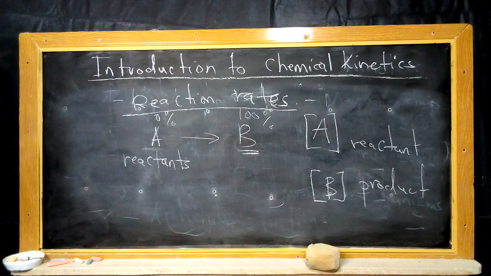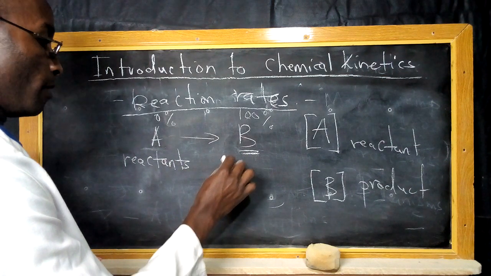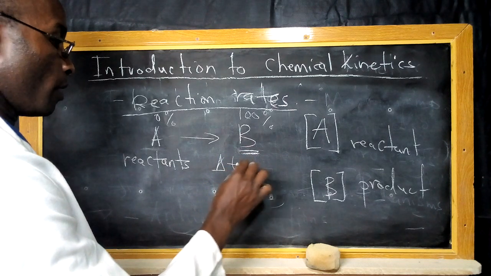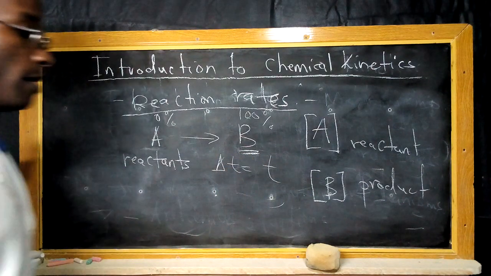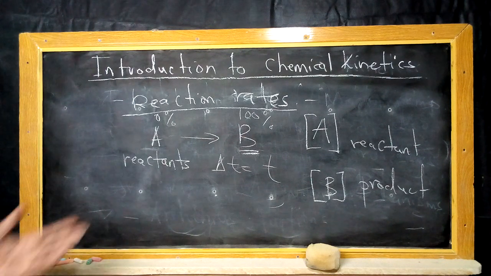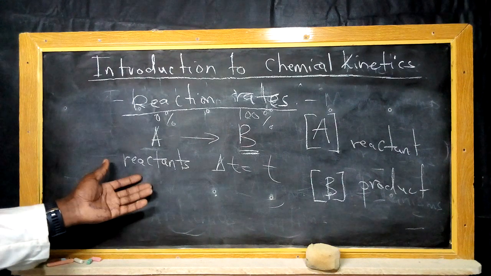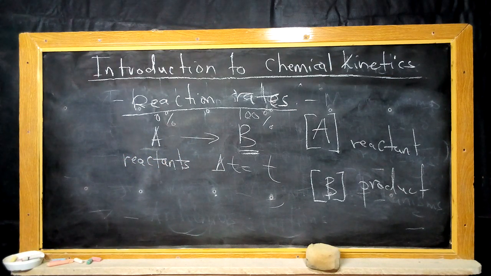So this one has been fully consumed to form that product. For the reactant to form a product, it will take a specific amount of time, which is change in time. Of course, we are going to indicate time as t, and its measurement is in seconds. So there are two scenarios. We are going to either use the speed at which the reactants disappear, or the speed at which the products appear, in order to find the rate.